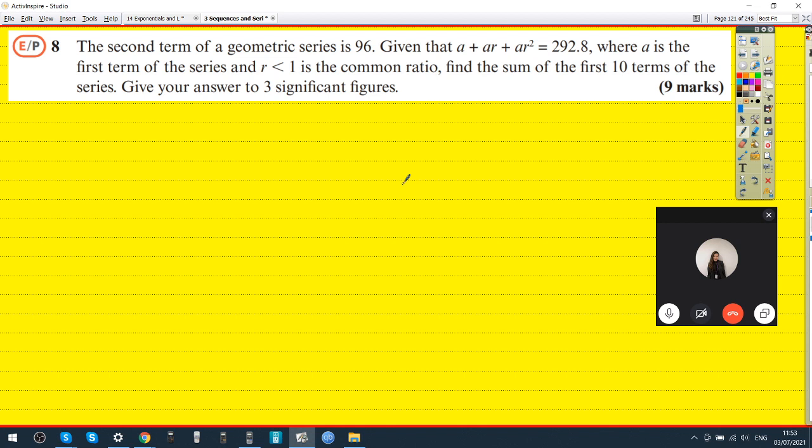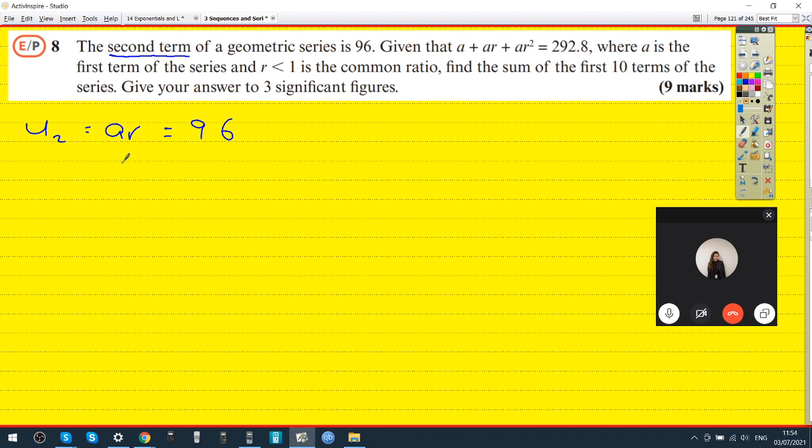So to use S2 equals... it's not the sum to two terms, it's the second term. So it's U2. Oh, so U2 equals AR to the power of 2 minus 1, which is equal to 96. And 2 minus 1 is just 1. So AR is 96.